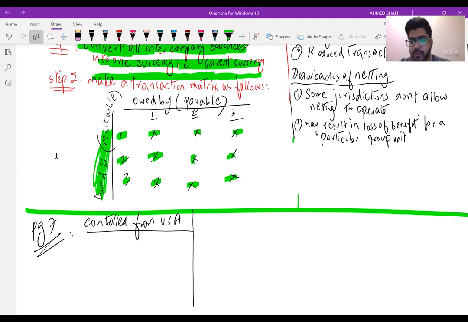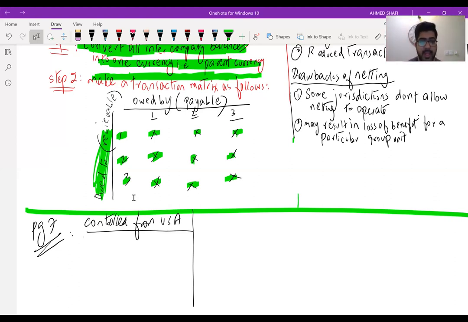Either you say owed by, owed to, or receivable, payable, it is the same thing. Exchange rates are South African rand per dollar, 6.126, pound per dollar, 0.680, euro per dollar, 5.88. Requirement: calculate net payment between subsidiaries after netting off intercompany balances. You need to find the net payment after netting off.